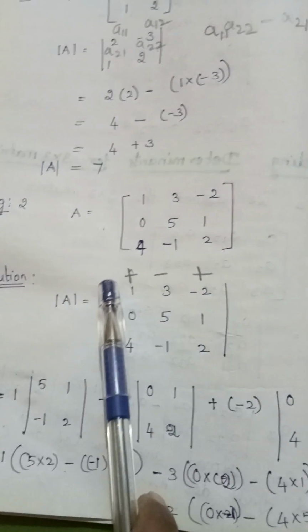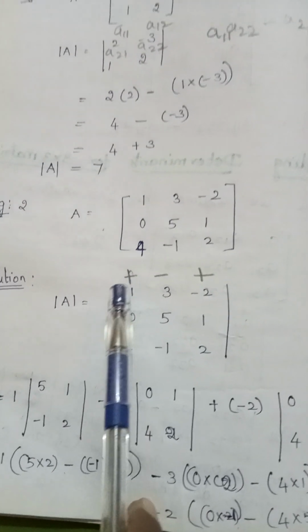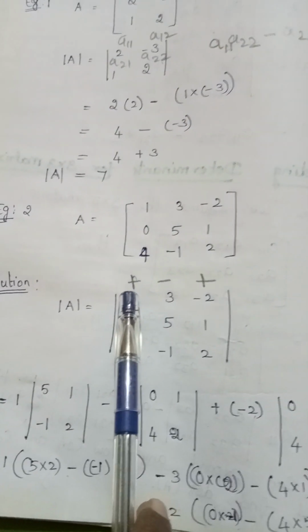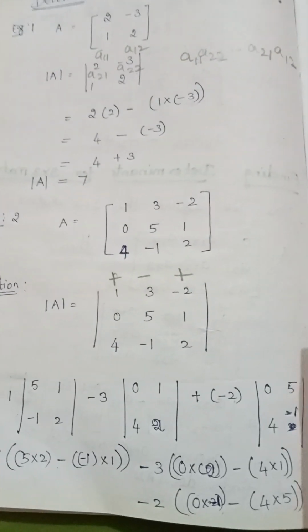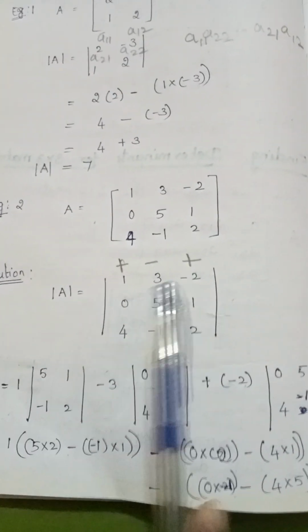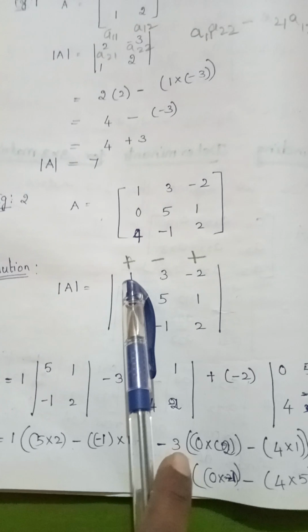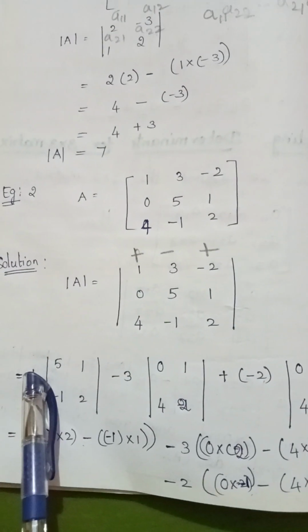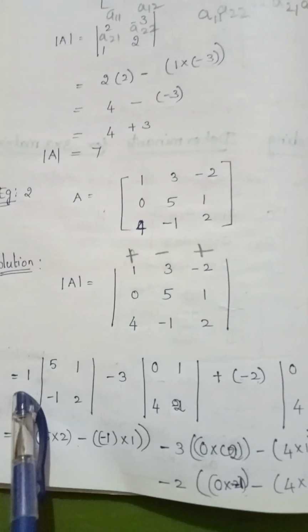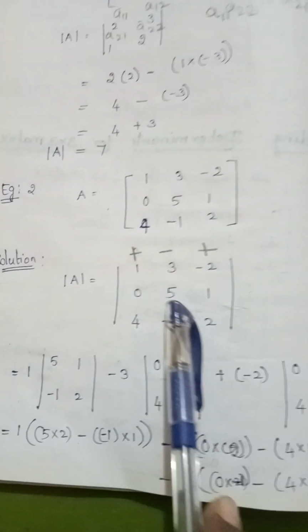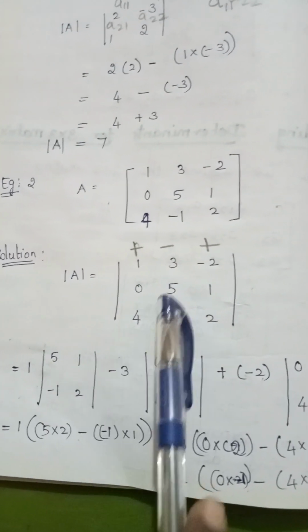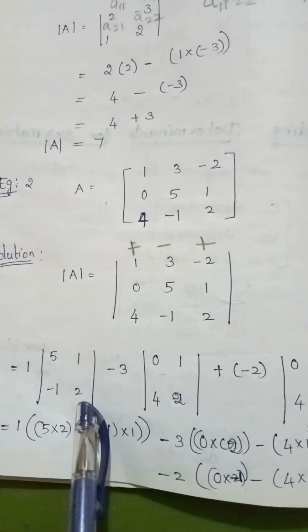This is very important. First you put the sign. Plus, alternating sign: plus, minus, plus. I expand row wise. You can expand along any row or column to find the determinant. First A11 value is 1, the sign is plus, so plus 1. You skip first row and first column, remaining values, determinant of 5, 1, minus 1, 2.